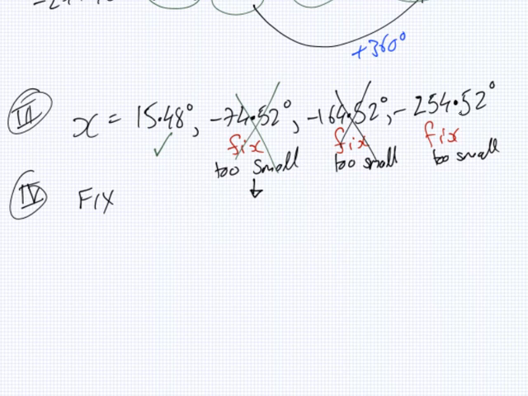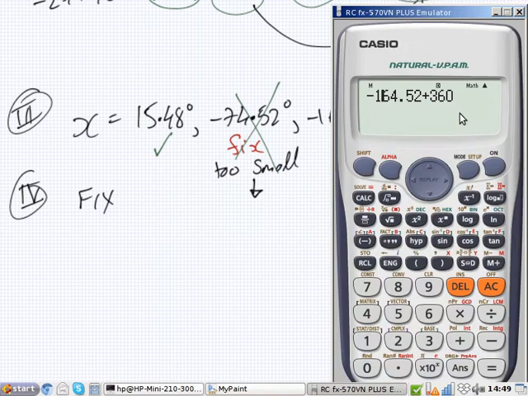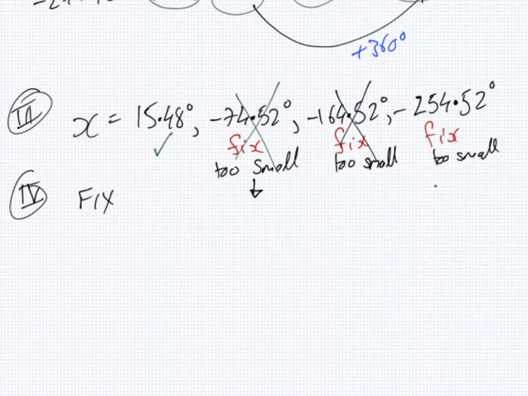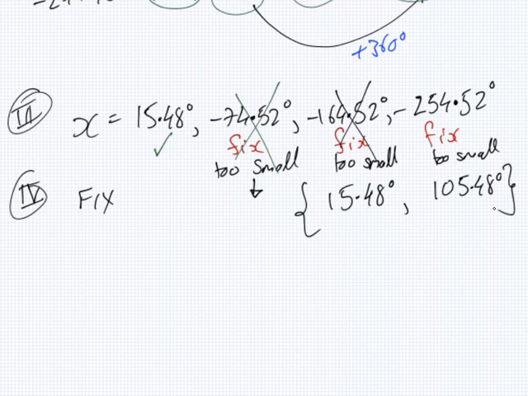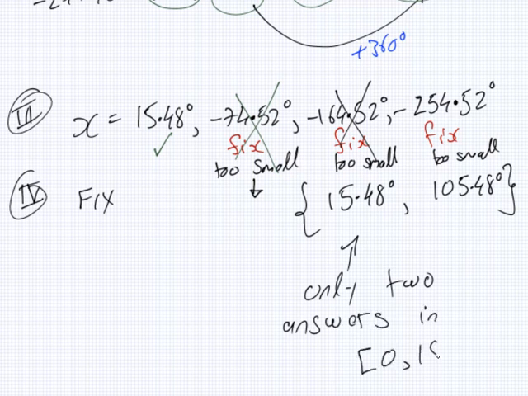What about this guy? The last guy. 105.48. Okay. There's my two answers. These are the only two answers in 0, 180. There's only two answers here that work.